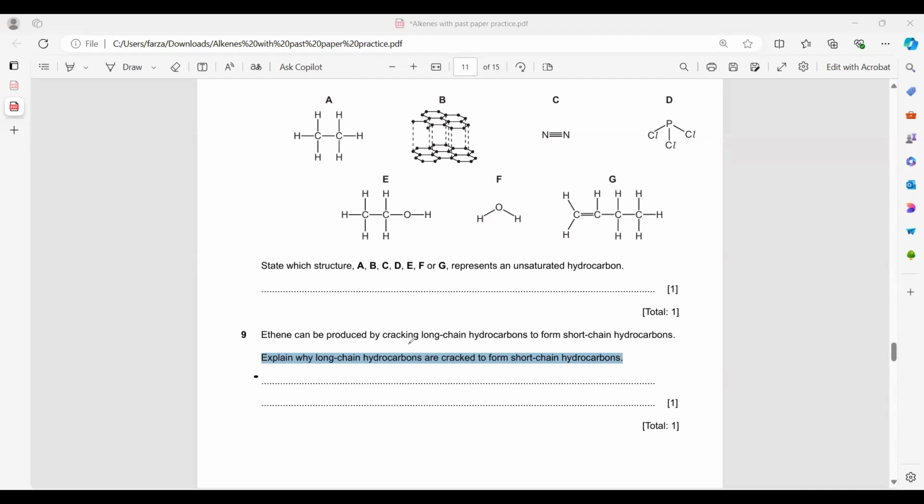Ethene can be produced by cracking long chain hydrocarbons to form short chain hydrocarbons. So explain why long chain hydrocarbons are cracked to form short chain hydrocarbons. So we saw that the short chain hydrocarbons like gasoline and diesel are more desirable as fuels for vehicles and machinery due to their higher volatility and better combustion properties. So gasoline is a small chain hydrocarbon which is used in cars and it ignites easily. So the answer could be the higher demand for short chain hydrocarbons.